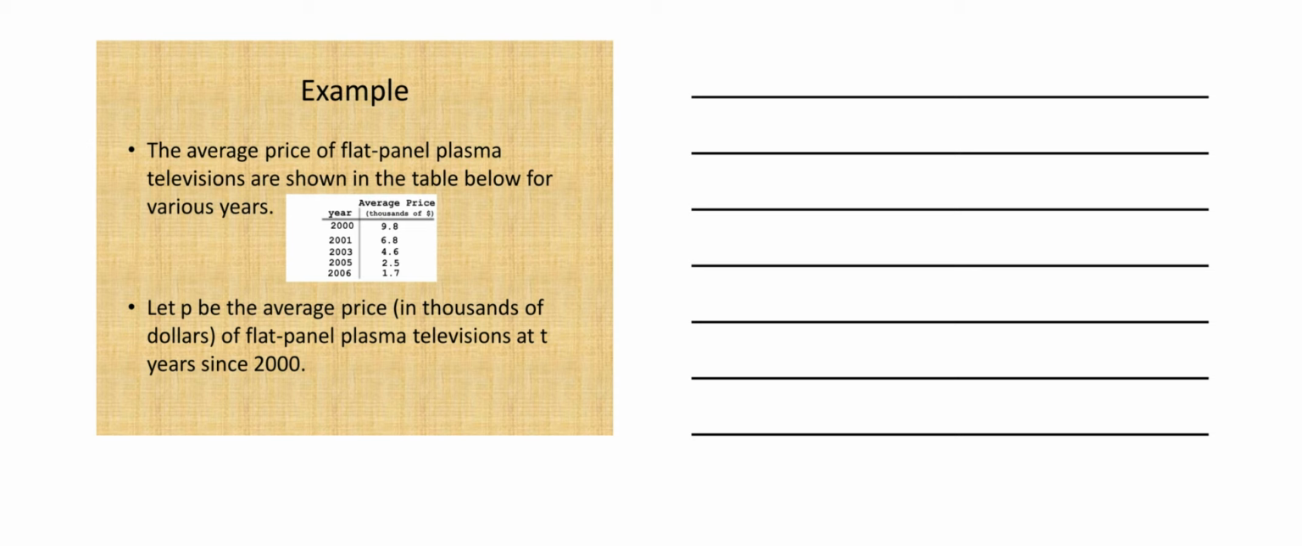So let P be the average price in thousands of dollars of a flat plasma television at T years since 2000. So notice the words "since 2000." I highly recommend you read word problems at least twice. So the average price of a flat plasma television is shown in the table below for various years. So we have the years and the price. Let P be the average price in thousands of dollars of a flat plasma television at T years since 2000.